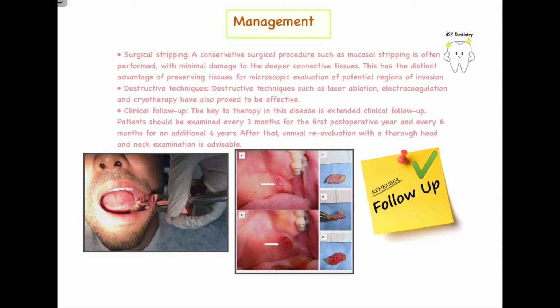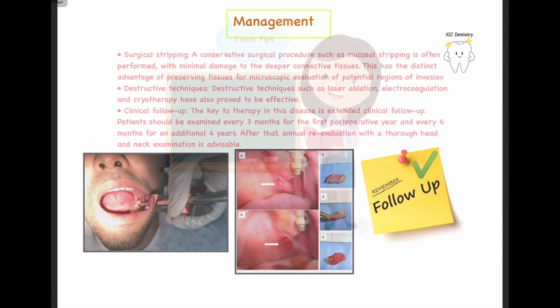So therefore close monitoring of such patients is very important. Clinical follow up is very important. Now the patient should be examined every 3 months for the first post operative year. After that every 6 months for an additional 4 years. After that annual reevaluation should serve the purpose, right? But we should always palpate for the presence of any lymphadenopathy in such cases, because the potential for erythroplakia to turn into malignancy is very high. So a thorough head and neck investigation is also necessary. Particularly we have to look for any lymphadenopathy.